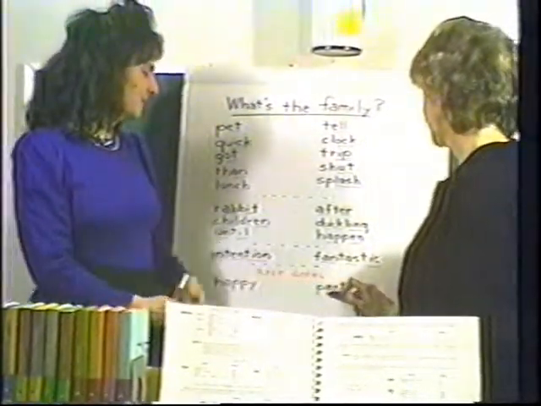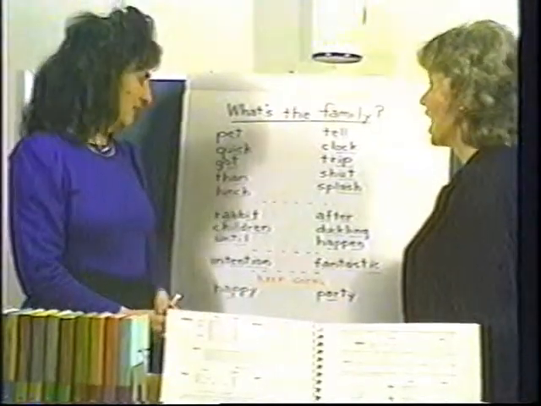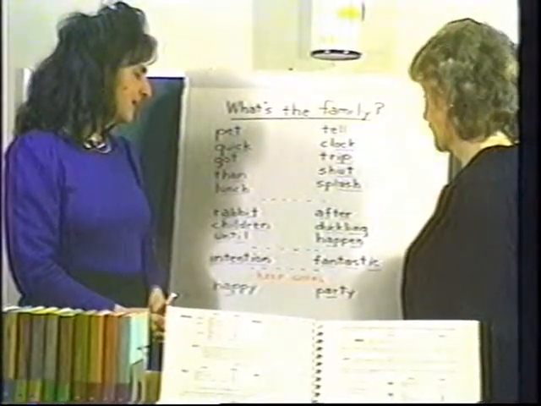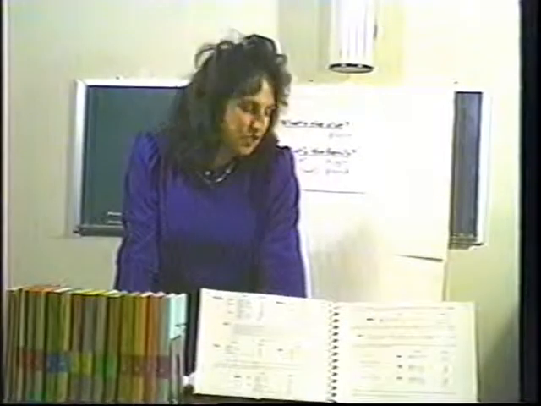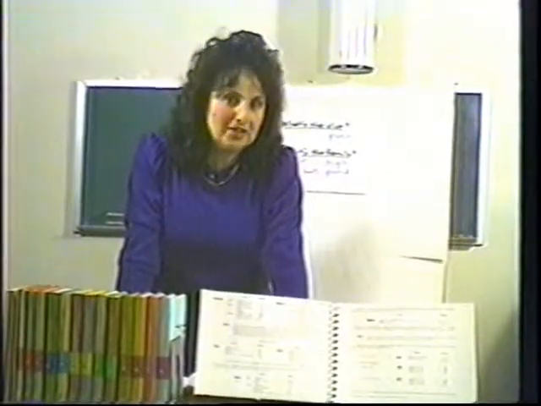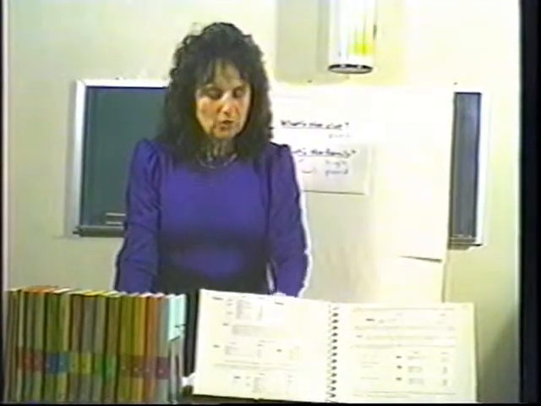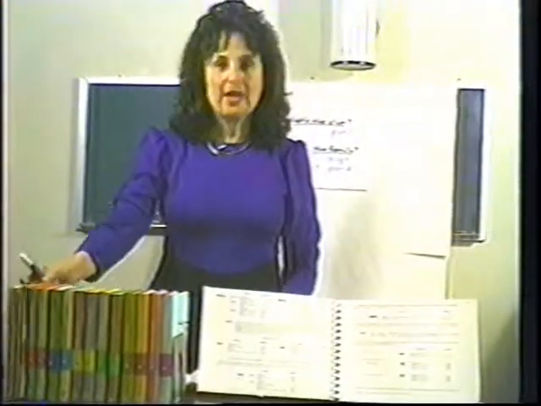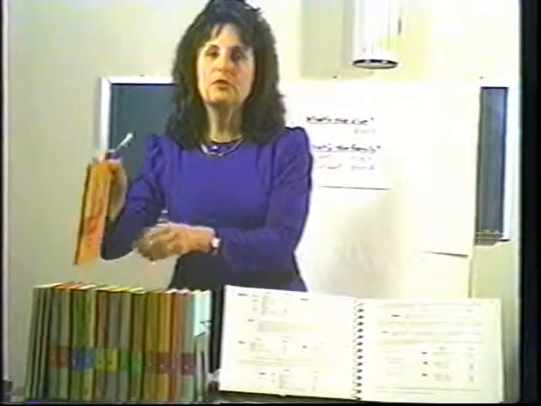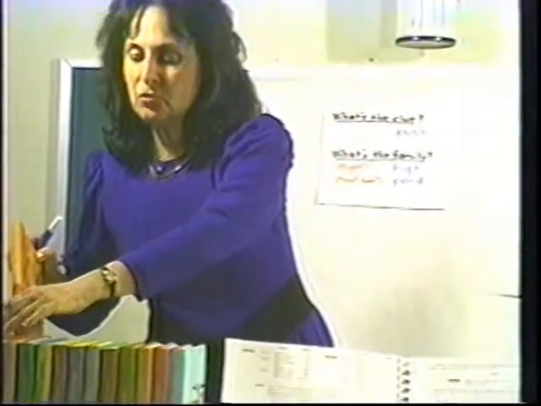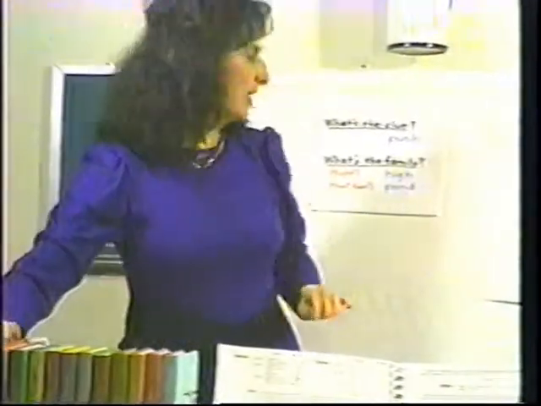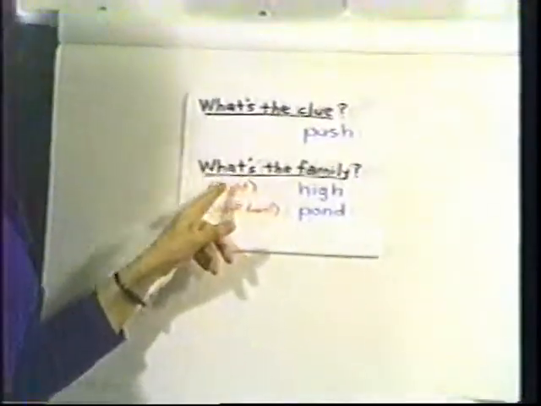Underline AR. What's that sight family? Ar. Add P. Par. Keep going. Party. Very good. You're going to continue to introduce all other words with what's the clue. You will introduce these words this way until you get halfway through the primer. In other words, you're going to introduce words in two ways only. You will either say, what's the clue, or what's the family.